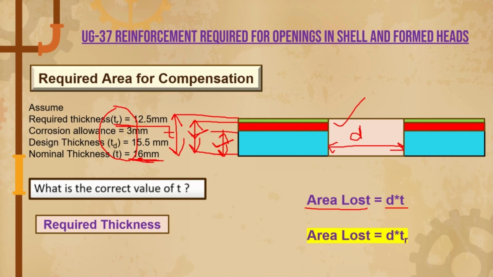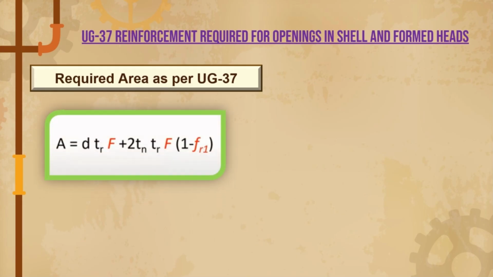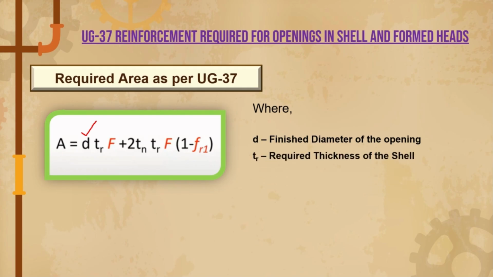So now let us look at the code. What is the required area of compensation as per UG-37? If you open the code, you will find this formula in UG-37: A is equal to D into Tr into F plus 2 into Tn into Tr into F into (1 minus Fr1). Here, D is the finished diameter of the opening, as I already told you. Tr is the required thickness of the shell, and Tn is the nozzle wall thickness.